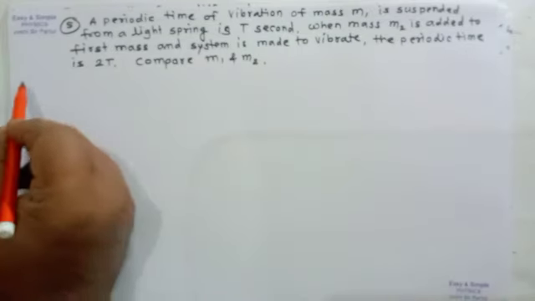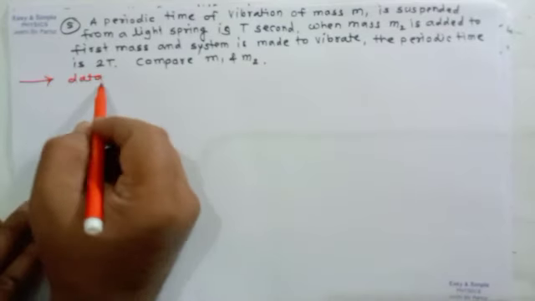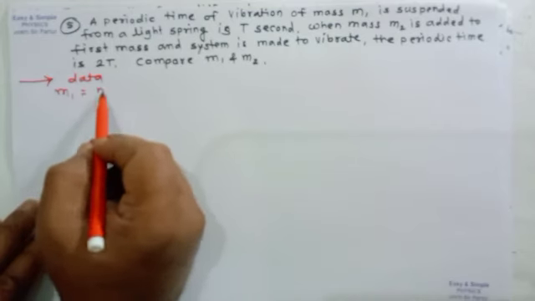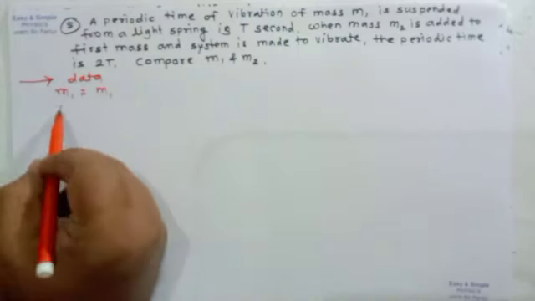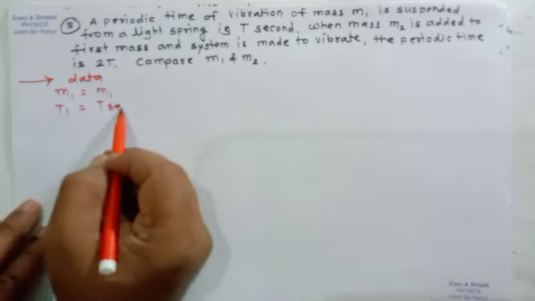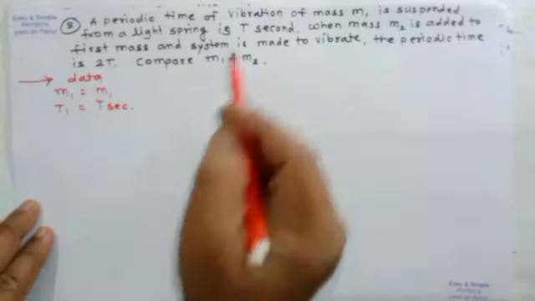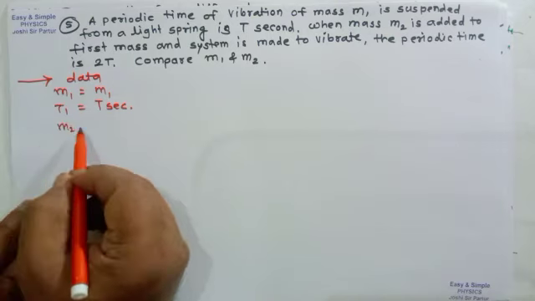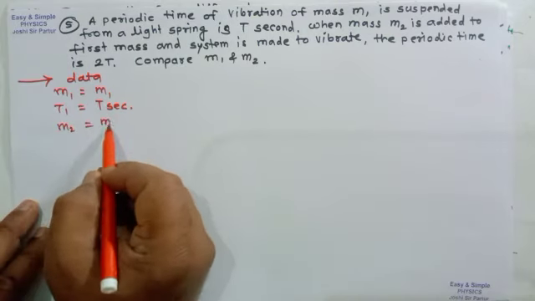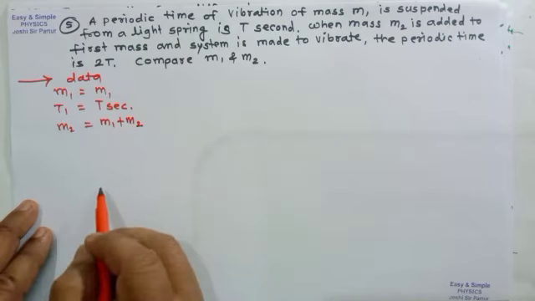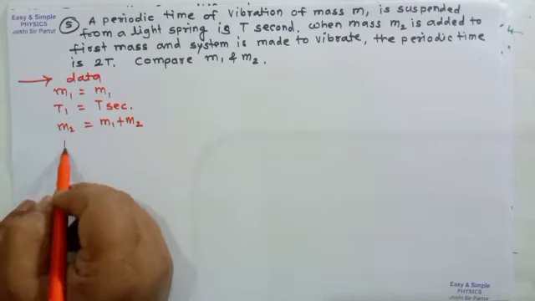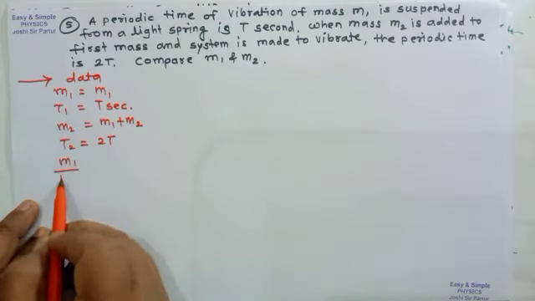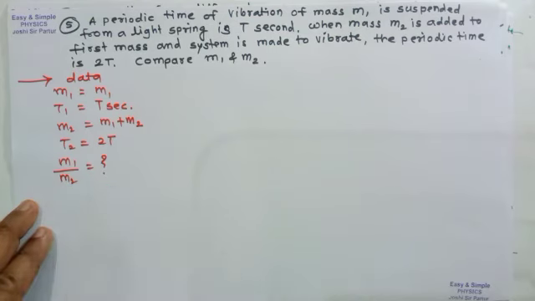So first we can write the data. Mass m1 is the initial mass, when the value of t1 is t seconds. When mass m2 is added to the first mass, the mass becomes m1 plus m2. Then the time period t2 will be 2t. And we want to compare the two masses, m1 upon m2.